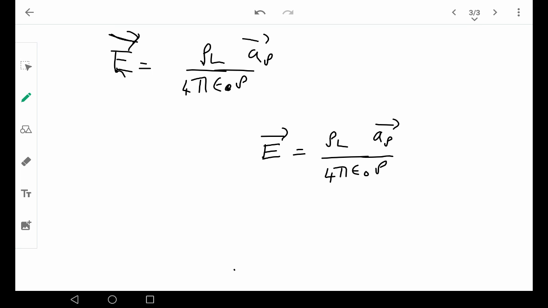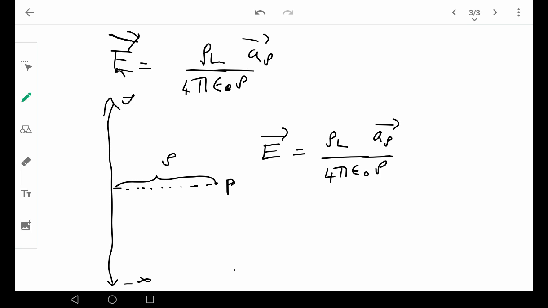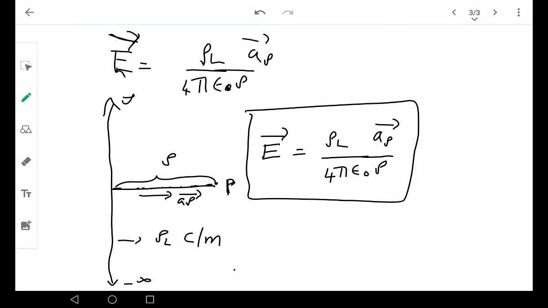Okay. The case is like this. You have a line charge extending from minus infinity to infinity. You have a point P here, at a perpendicular distance of rho from the line charge. The line charge has a density of rho L coulombs per meter, and a rho is the unit vector in the direction of rho, isn't it? So this is how you can determine the electric field intensity due to an infinite line of charge.